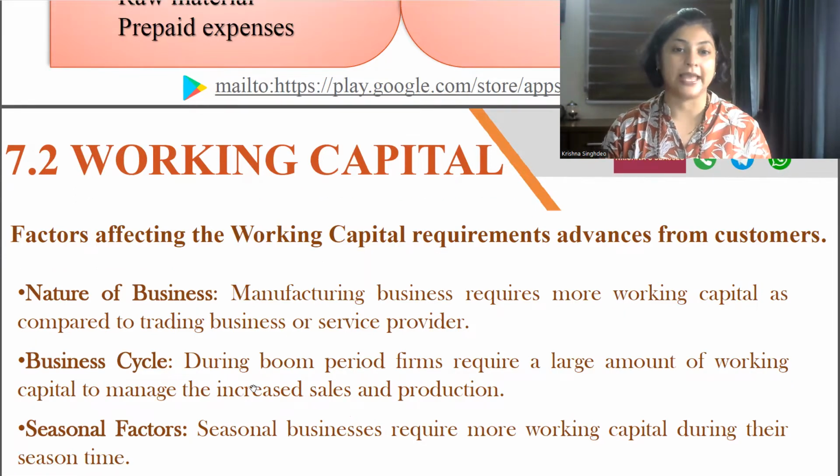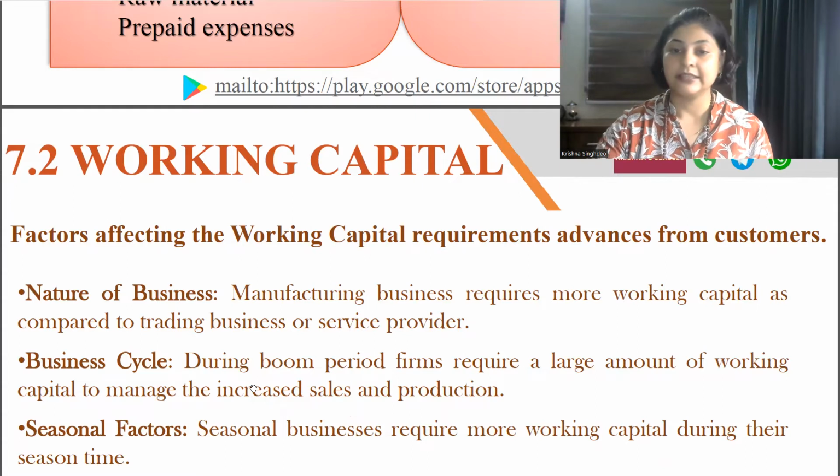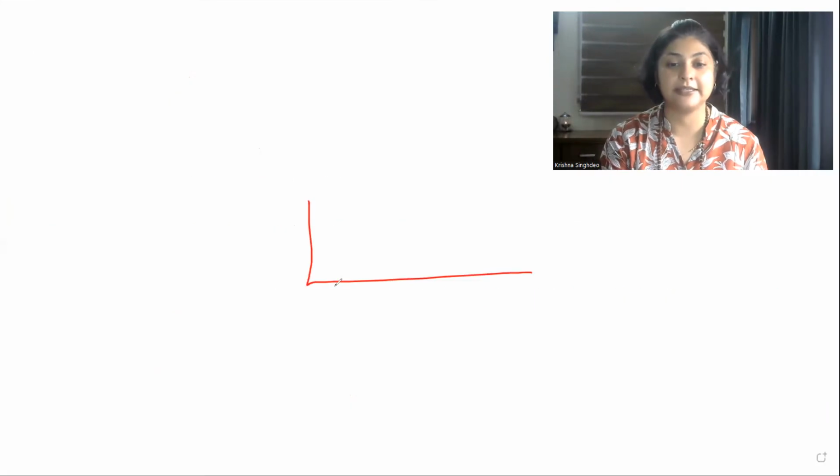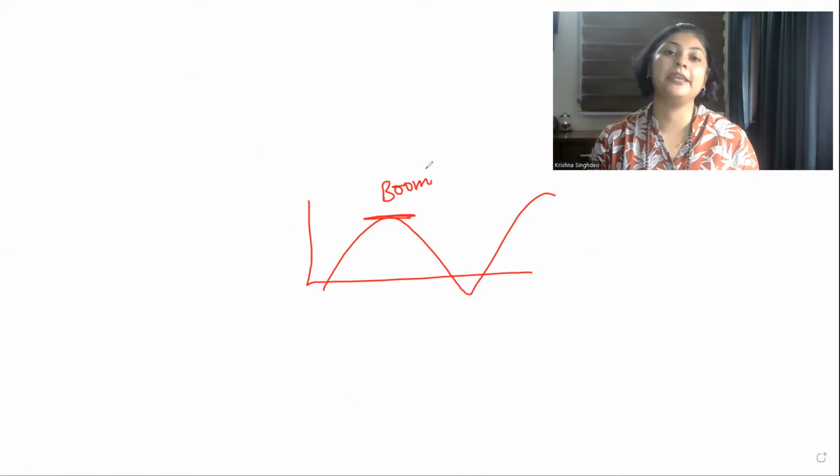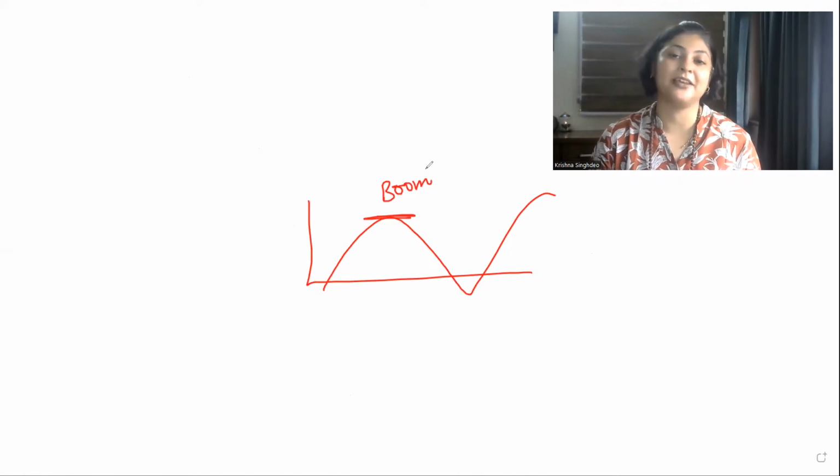Second is business cycle. You all must have seen this particular kind of diagram. Let me draw and show it to you. I'm very much sure that you all must have seen this diagram. This is called the business cycle diagram. This is called the boom period, where the market is going to be in boom, means high incomes are there, people are demanding more money and everything is positive.